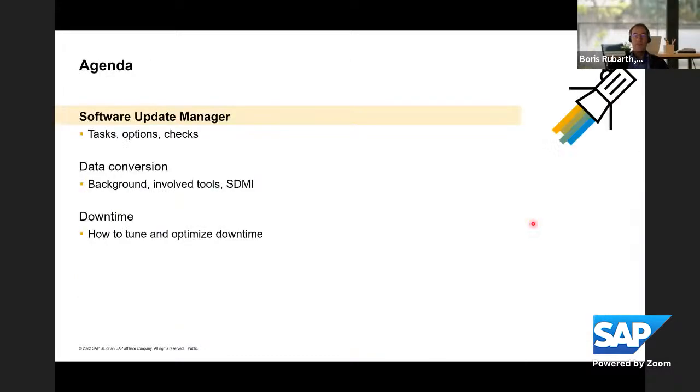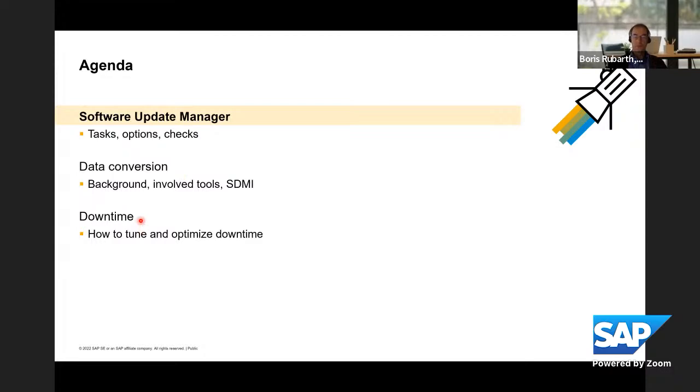So, what do we have here? We have three sections again. First of all, the Software Update Manager in the context of a system conversion. What kind of tasks does this tool execute? What options are available? What kind of checks are executed? Then we'll have a look at what we call the data conversion as part of the overall system conversion. And finally, for most projects, reducing the downtime is an important task, so we'll focus on that in the third section.